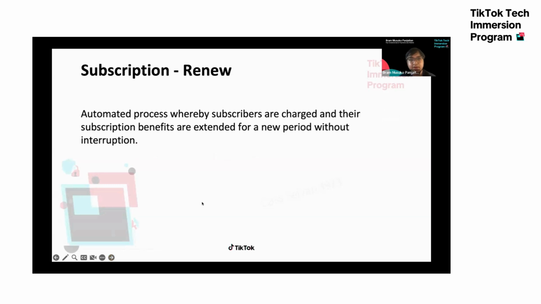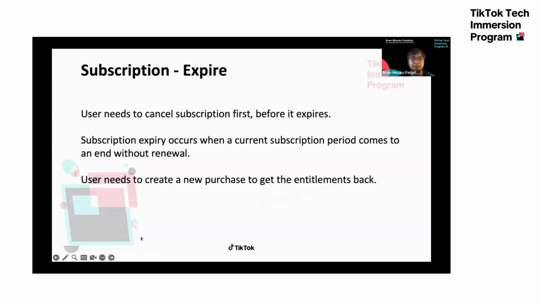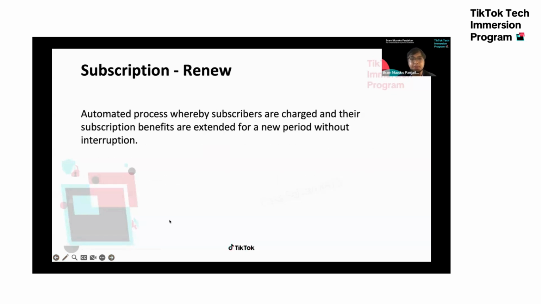Okay, so for subscription, this is the different part, subscription and consumable. So there is a renew because subscription is a recurring process. It depends on the cycle of the subscription. If it's, let's say, 30 days, at the end of the expiry date, if you don't cancel the subscription, it will renew. So we will extend the subscription period, depending on how long the subscription period is. And also you don't need to do anything because we will charge the payment method directly, without user intervention.